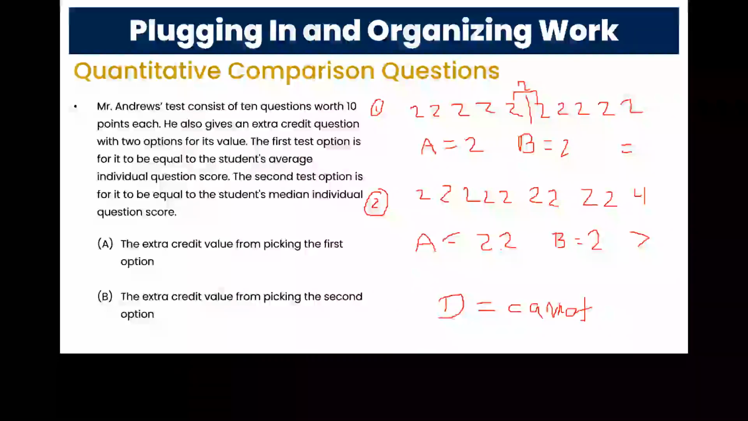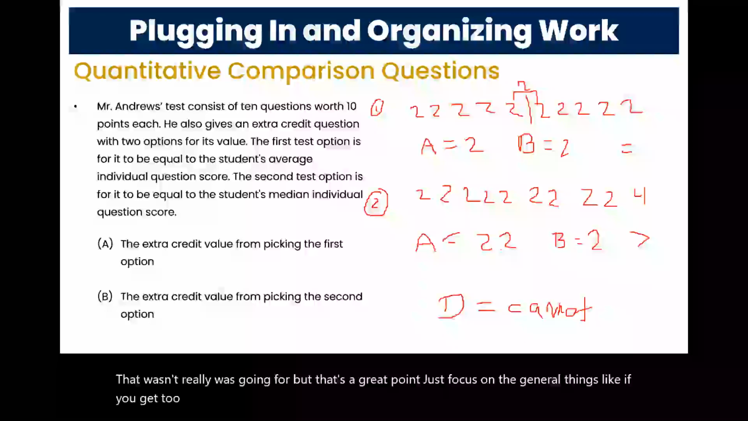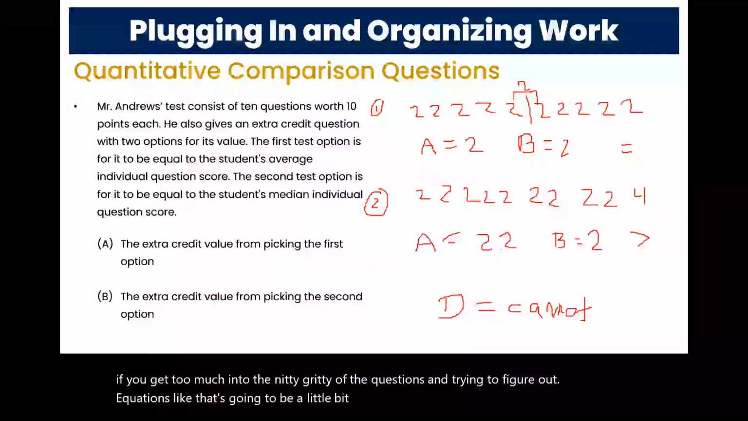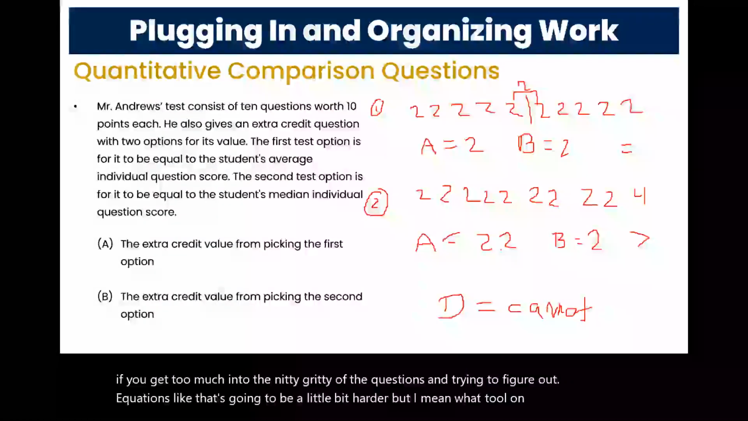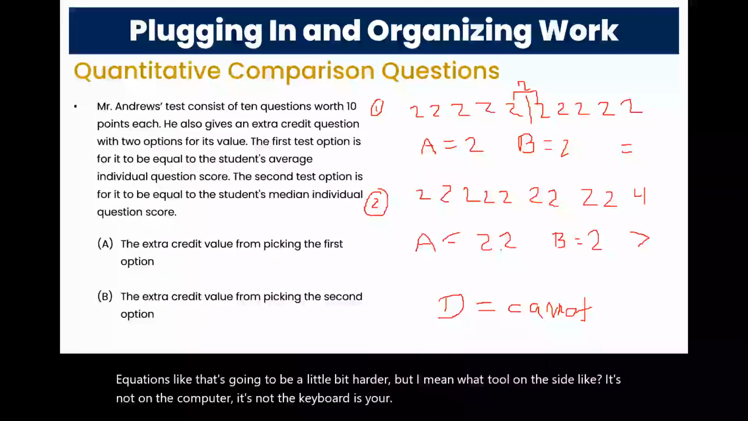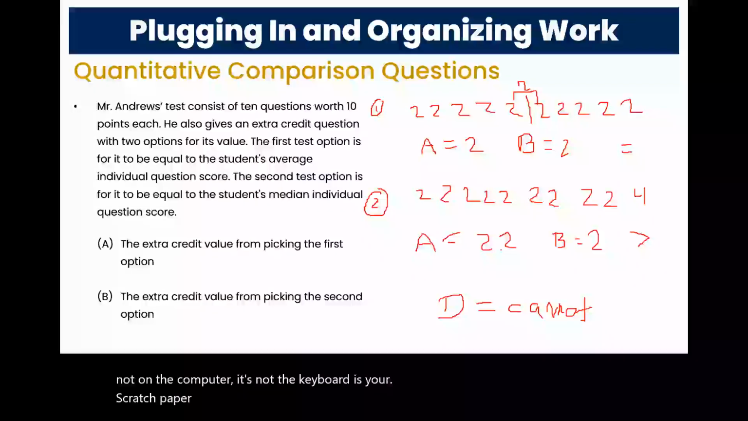That wasn't really what I was going for, but that's a great point. Just focus on the general things. If you get too much into the nitty gritty of the questions and try to figure out equations, that's going to be a little bit harder. But I mean, what tool on the side? It's not on the computer, it's not the keyboard, it's your scratch paper. Yes, write things out.